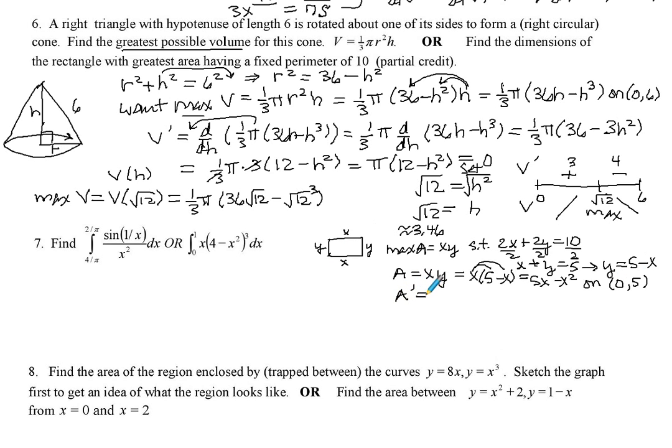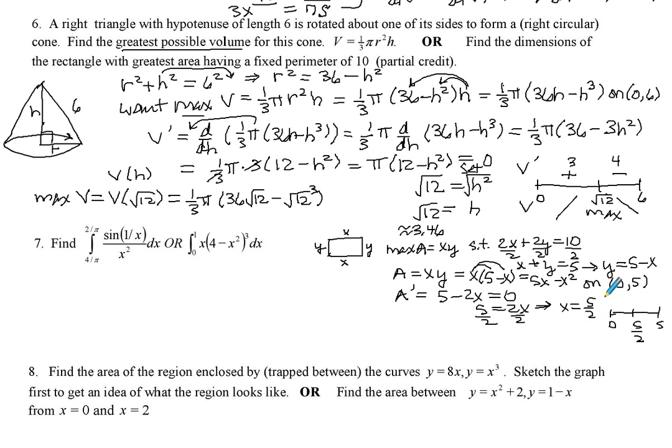So then A prime is going to be the derivative of this function. So that's going to be 5 minus 2x. And then set that equals 0. Bring the 2x over as a positive. 5 equals 2x. And then divide both sides by 2. So x equals 5 halves, or 2.5.